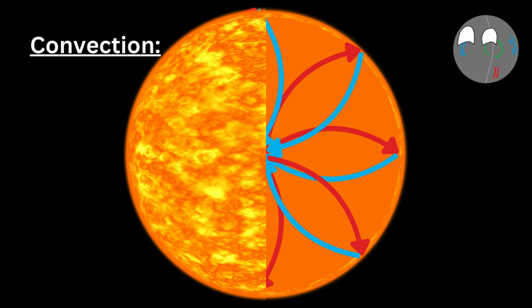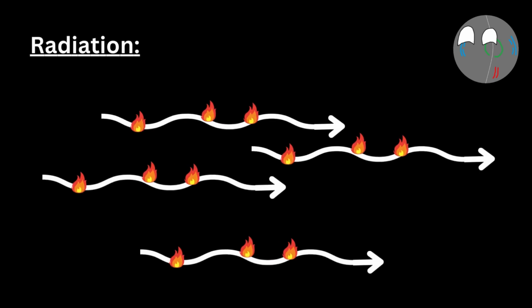Last and finally, the third one, this video is going pretty quick, is radiation. Radiation is when heat is transferred via electromagnetic radiation. This is the only type of heat transfer that can occur anywhere: in a vacuum, in solids, in fluids, anywhere. Radiation will occur everywhere.